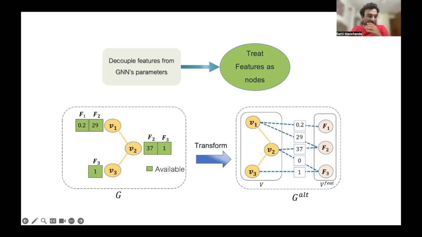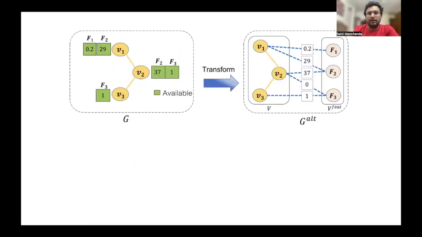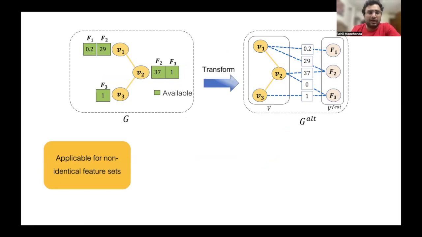So this is how the transformation is. Wherever you have a feature available for a particular node, you make an edge from that node to that particular feature node and add that value on that edge. Okay, that becomes the edge item.